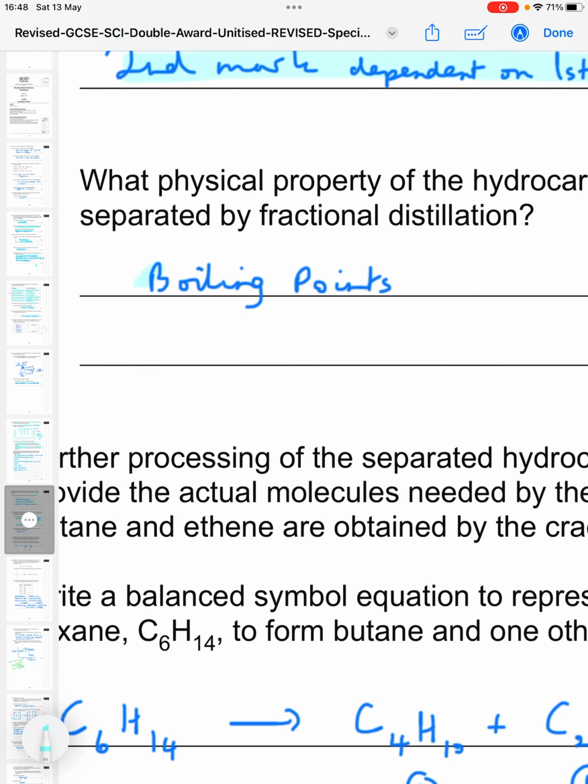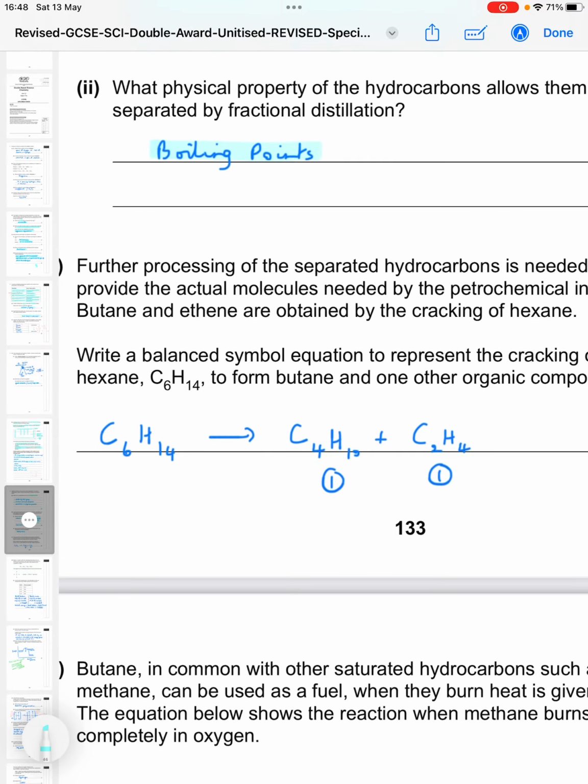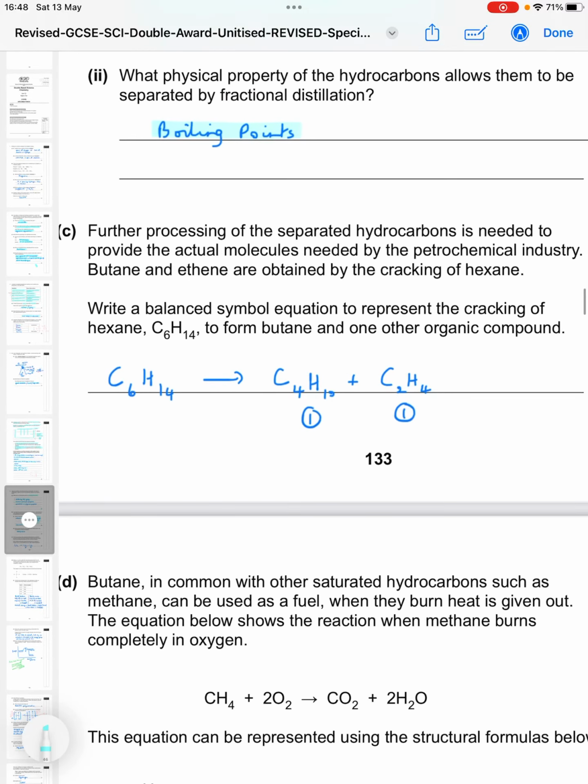So what physical property of the hydrocarbons allows them to be separated by fractional distillation? So distillation, you know, is all about evaporation and then condensation. So it's their boiling points. And further processing of the separated hydrocarbons is needed to provide the actual molecules needed by the petrochemical industry.